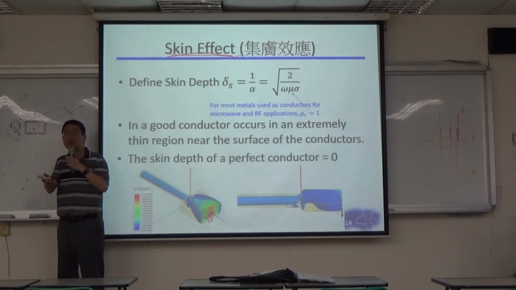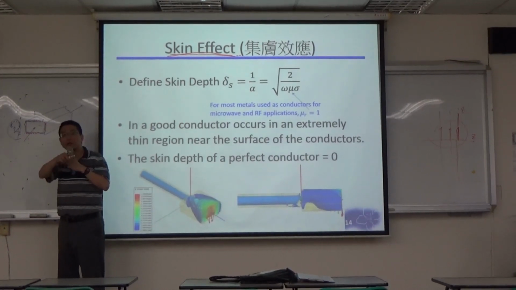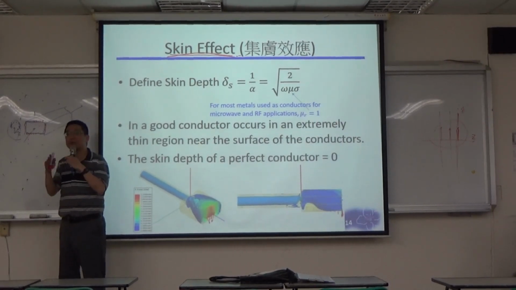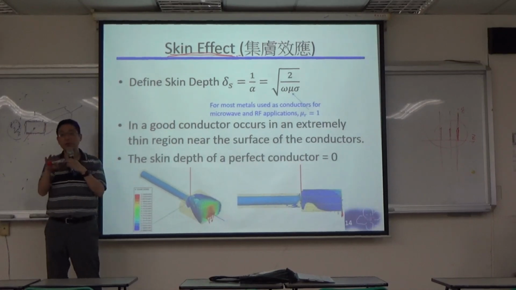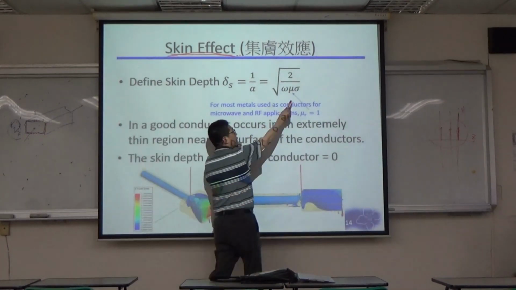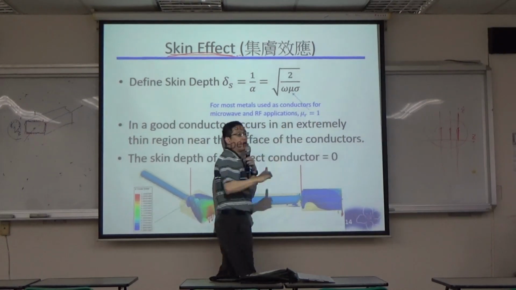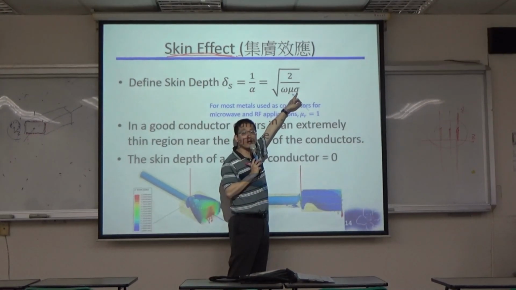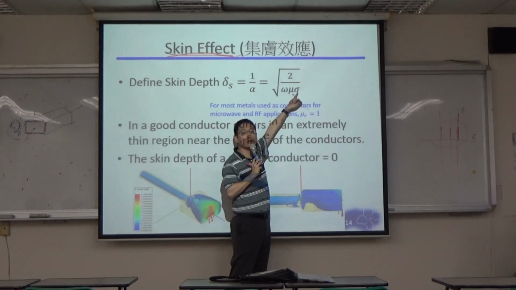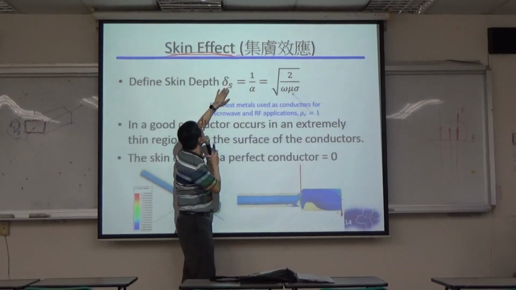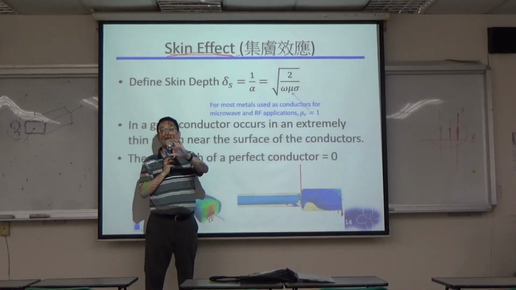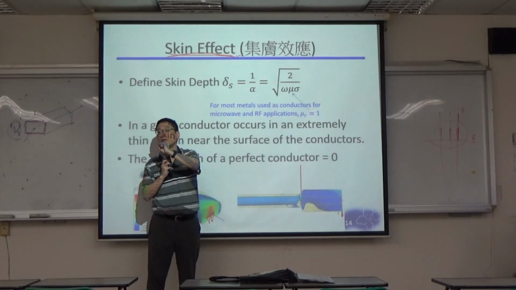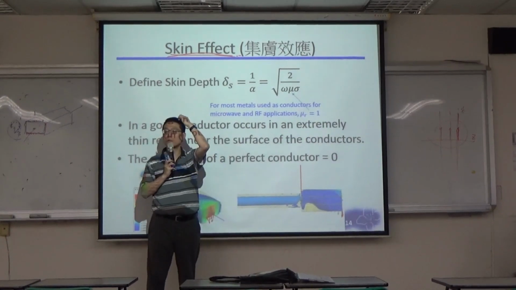If you design your waveguide circuit, sometimes you use aluminum, then you put in a number for aluminum. You will find that the sigma of the aluminum is not very large, which means your skin depth is high. So your wave will attenuate, getting smaller and smaller. It's not a good thing.